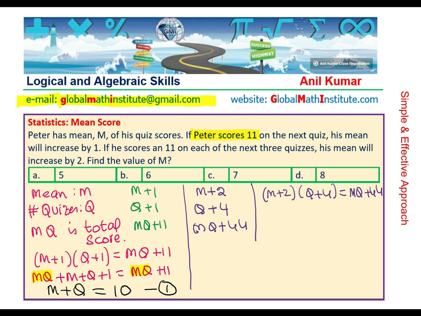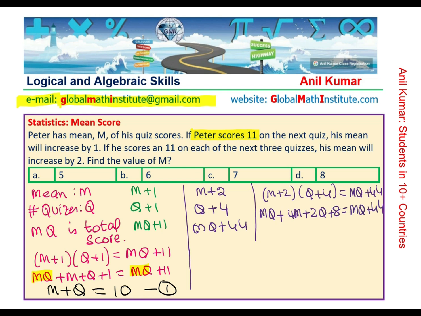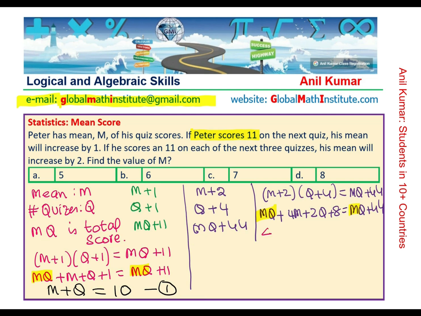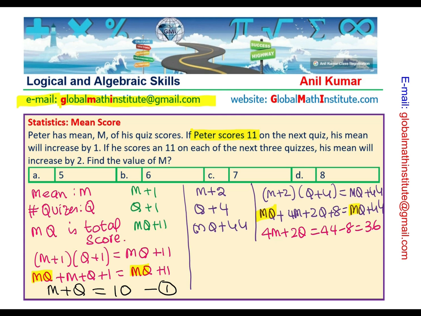plus 44. Makes sense? Let's expand. MQ plus 4M plus 2Q plus 8 equals to MQ plus 44. Let's simplify just as we did earlier, right? We get 4M plus 2Q equals to 44 minus 8. 44 minus 8, which is 36. Dividing by 2, we get 2M plus Q equals to 18. Right? Let's call this as equation 2. Perfect. Now, using equation 1 and 2, we can find the answer, right?